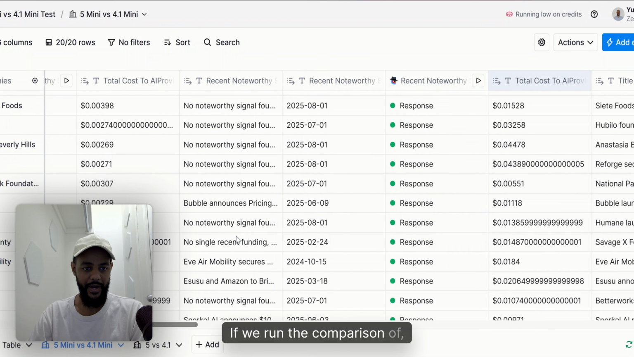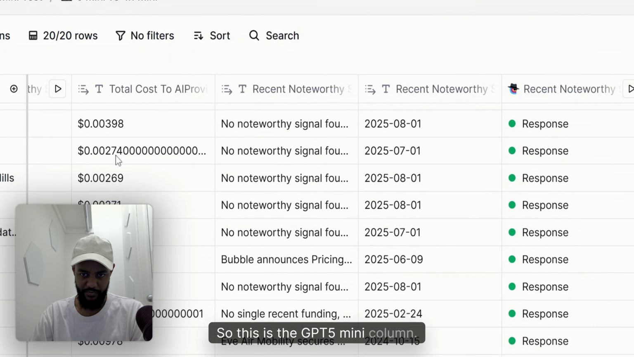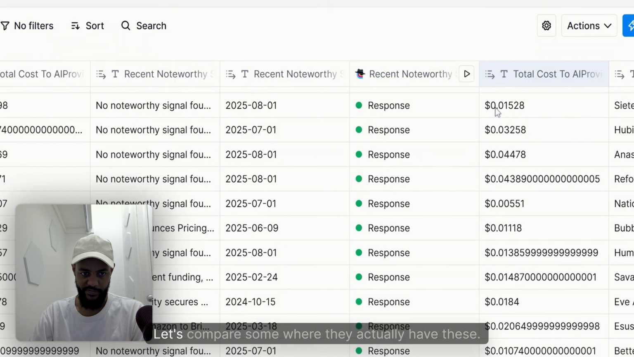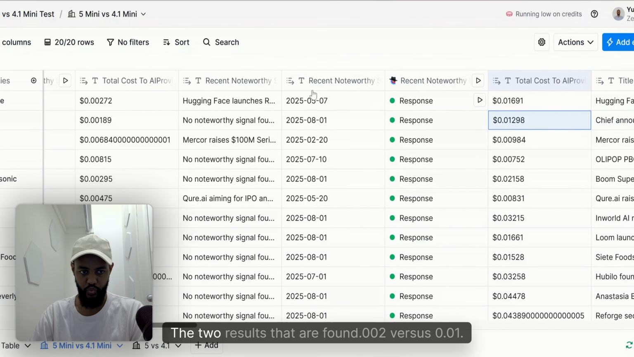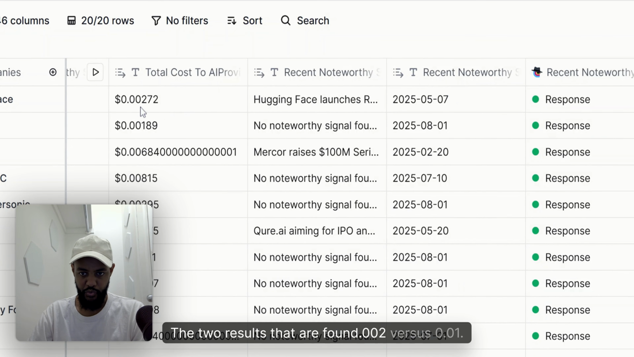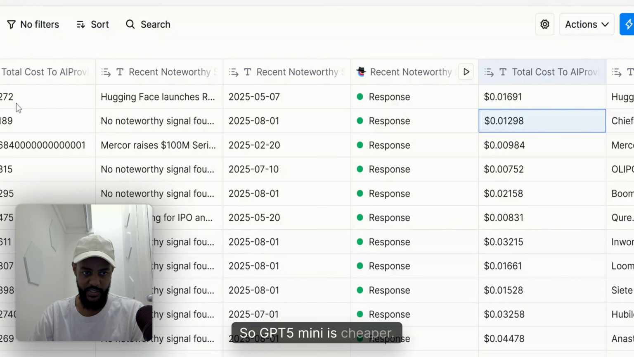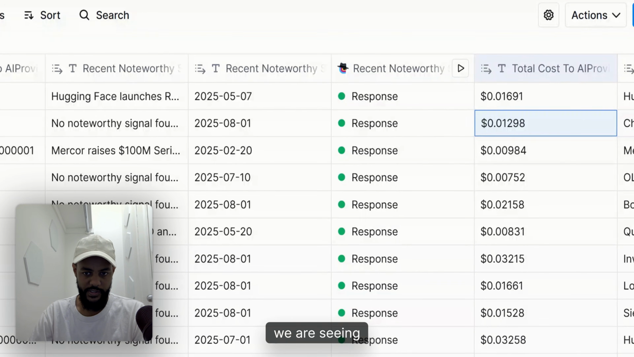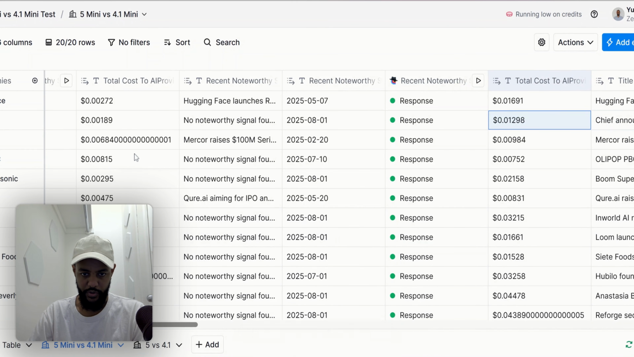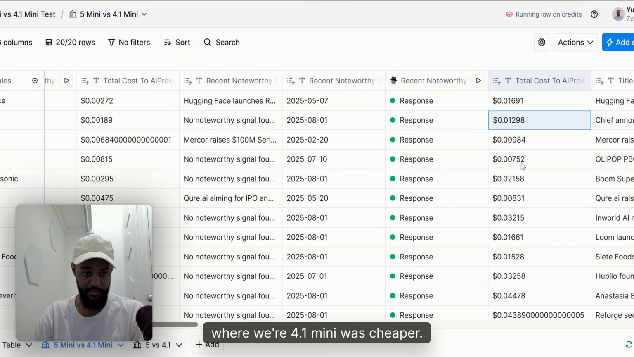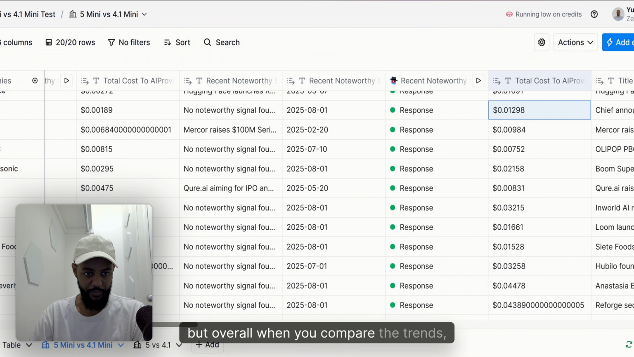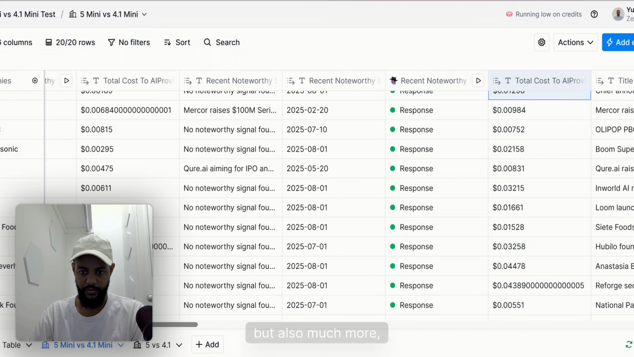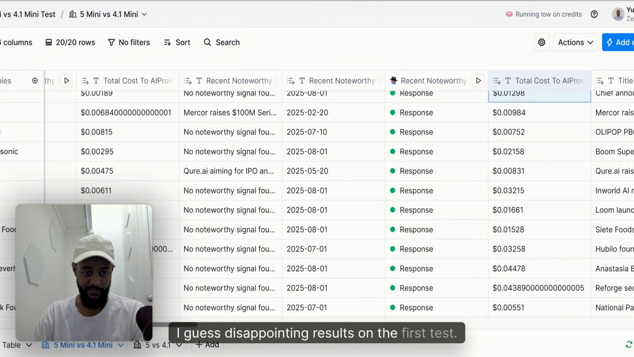If we run the comparison of pricing, so this is the GPT-5 Mini column, 0.003 versus 0.015. Let's compare some where they actually have the two results that are found. 0.002 versus 0.01. So GPT-5 Mini is cheaper. 0.001 versus 0.012. We are seeing almost across the board. Here's one where 4.1 Mini was actually cheaper. But overall, when you compare the trends, we're seeing less pricing for GPT-5 Mini, but also much more, I guess, disappointing results on the first test.